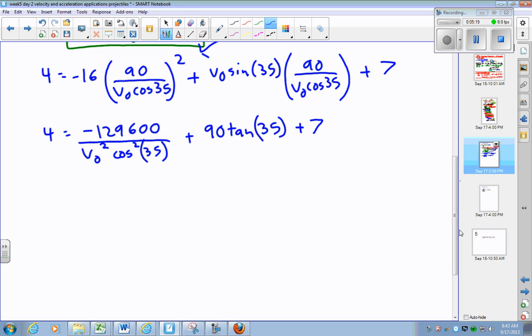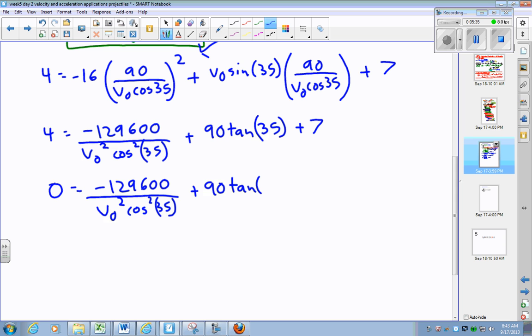Now let's see, what else could I do? I could maybe move the 4 over and say I have 0 equals this ugly thing plus 90 tangent 35 plus 3, because that 4 drops the 7 down to a 3, and I could solve. Okay, a couple ways to solve this. I only have a v naught. Can I get v naught by itself? Could you solve for v naught by himself with algebra skills? Yes. Okay.